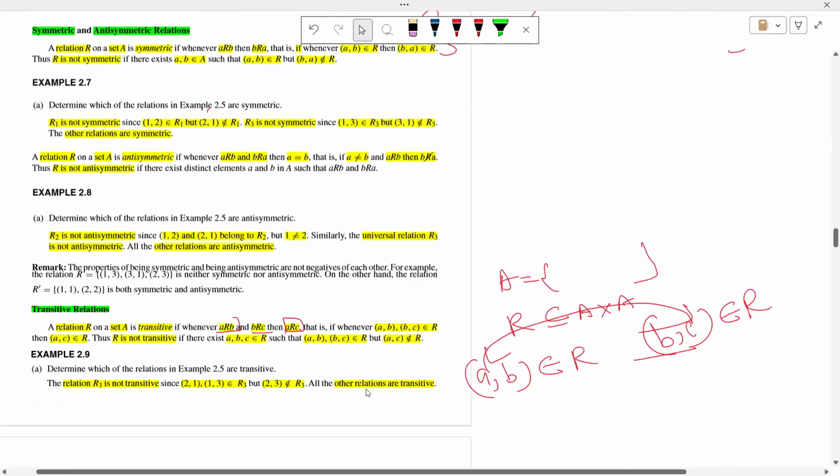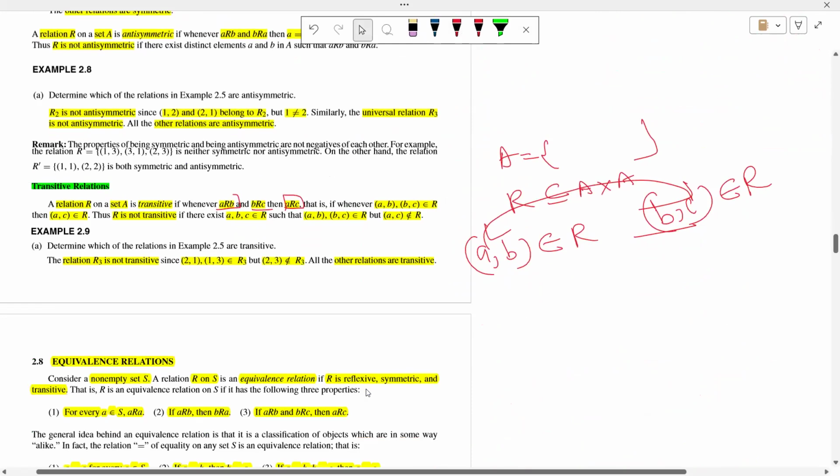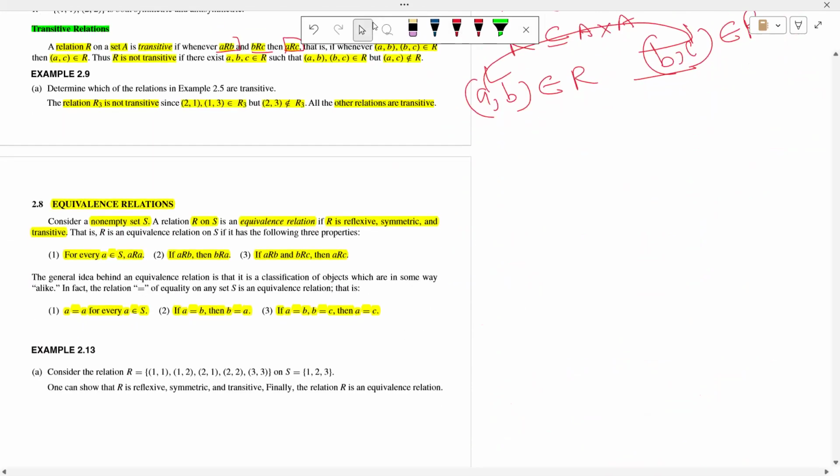Okay, that's all. These are the different types of relations: reflexive, symmetric, anti-symmetric, and transitive. These are the four different types of relations.